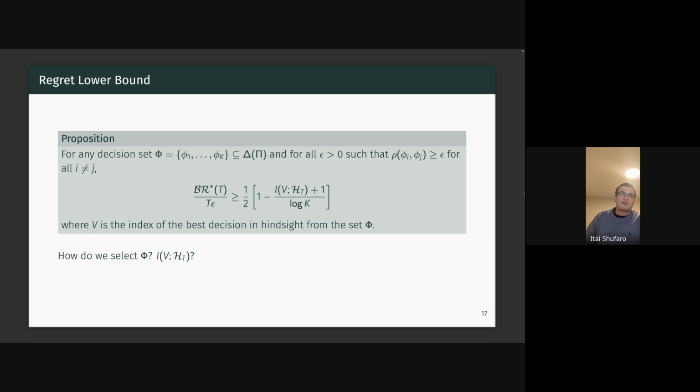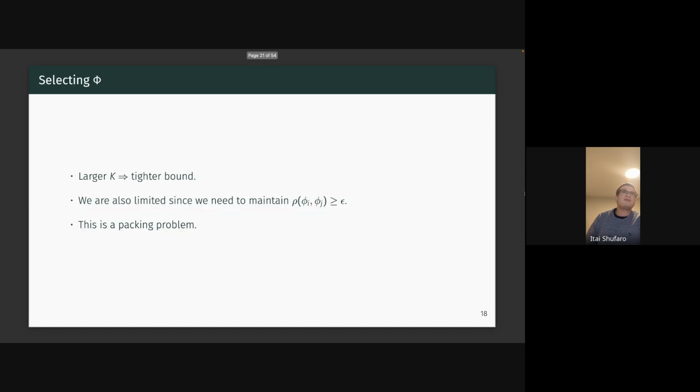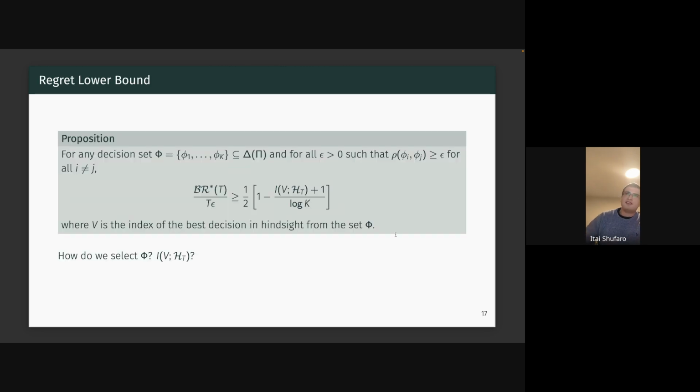So what we're going to do right now is handle these two terms. All right, so we begin with selecting our set phi. On one hand, we want to select our set phi to be as large as possible, because then it will yield a tighter bound, right? If I go back a slide here, then selecting a larger k will make our negative term in the lower bound smaller, and thus we'll have a tighter lower bound.